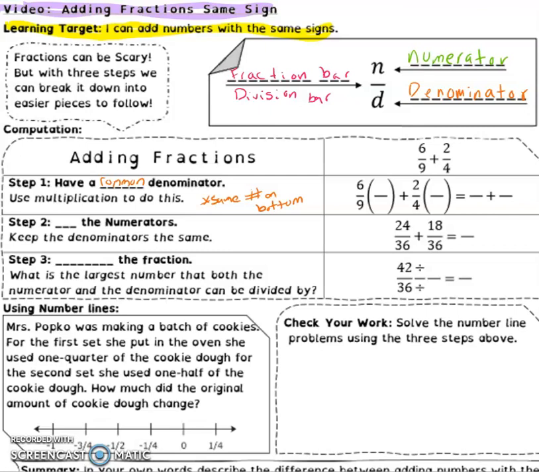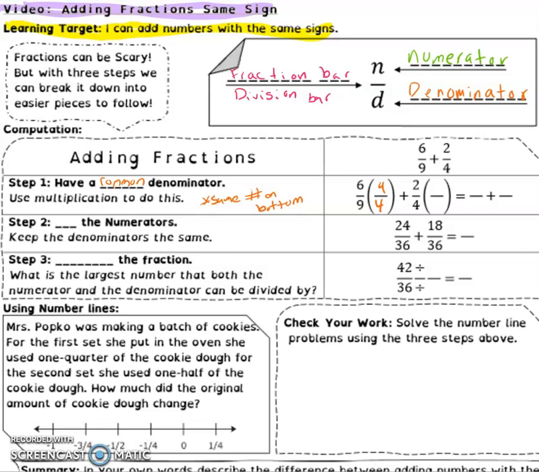So we're going to multiply 9 times 4. But if we multiply 9 times 4, we have to multiply the top of our fraction by 4. Because whatever we do to the bottom of our fraction, we need to do to the top of our fraction. So we're going to also multiply 6 times 4. Okay? So if we're going to multiply 9 times 4 to get a new number for our denominator, we need to make sure that we get 4 to that same number.